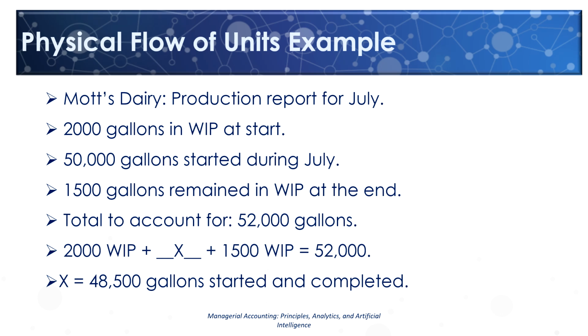We set up the equation: beginning work in process plus units started and completed, minus ending work in process, equals units to account for, or 52,000. Solving for X gives us 48,500 gallons started and completed.